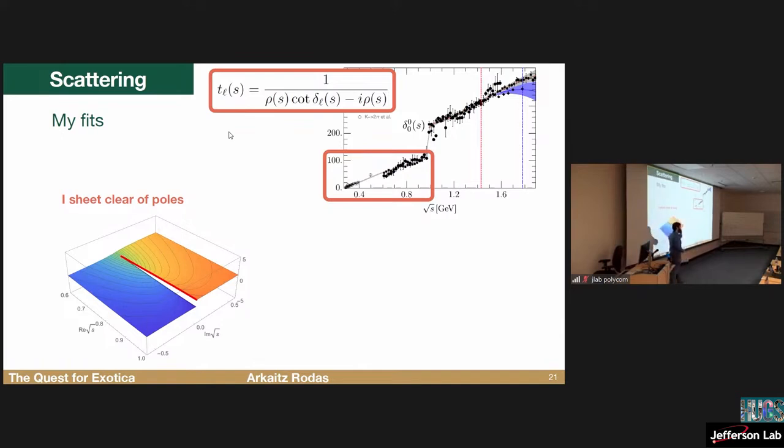Yep. Looking at that plot, knowing that the red box is the elastic region, how do you know that that's the elastic region? Oh, yeah. Looking at the plot? Yes. So this is ππ again, as I said, right? So it starts at 0.28 GeV, 140 MeV more or less.